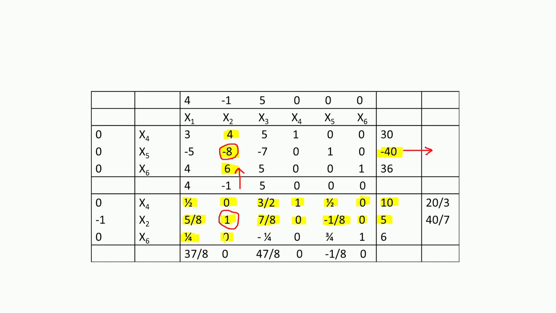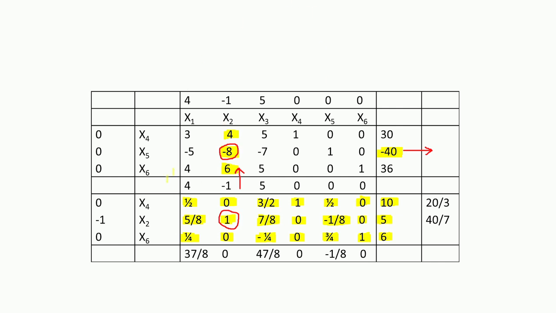Of course 6 minus 6 times 1 is 0. 5 minus 6 times 7 by 8. So 5 minus 42 by 8, 40 by 8 minus 42 by 8 is minus 2 by 8, which becomes minus 1 by 4. 0 minus 6 times 0 is 0. 0 minus 6 times minus 1 by 8 is plus 6 by 8, which is plus 3 by 4. 1 minus 6 times 0 is 1, and 36 minus 6 times 5, 30, is 6. So this is the next solution. This is how we do the iterations when we have 3 constraints.